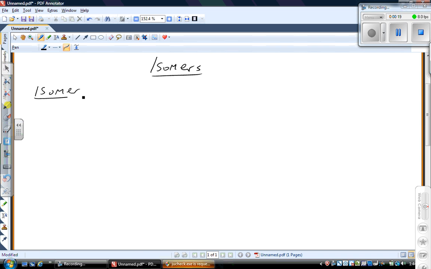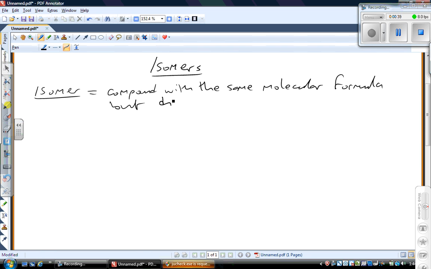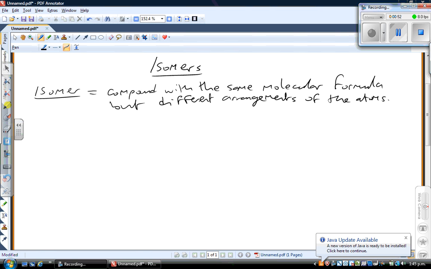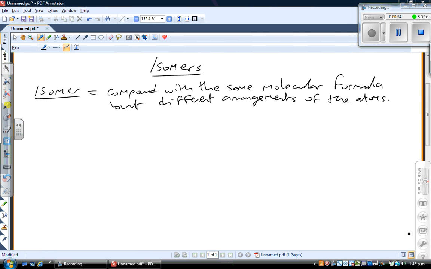The prefix iso means the same. So isomers are compounds with the same molecular formulae. They all have the same molecular formula, but different arrangements of the atoms. So an isomer is a compound with the same molecular formula but different arrangements of the atoms.